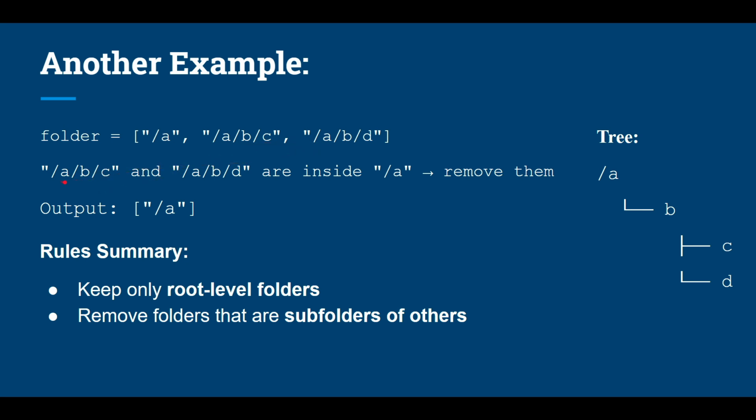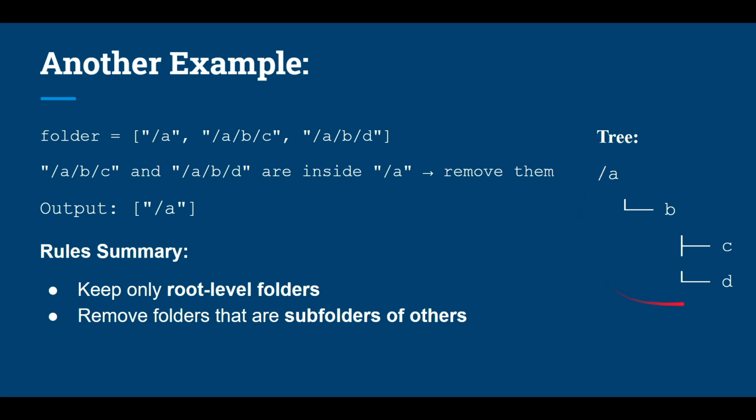Can we say that /a/b/c and /a/b/d are both inside A? So A is a parent, and we know that in A there is one subfolder, B. In B we have other folders, C and D, right? So A is a parent folder, in it we have B, and B has two subfolders. In this file system we are saying this.